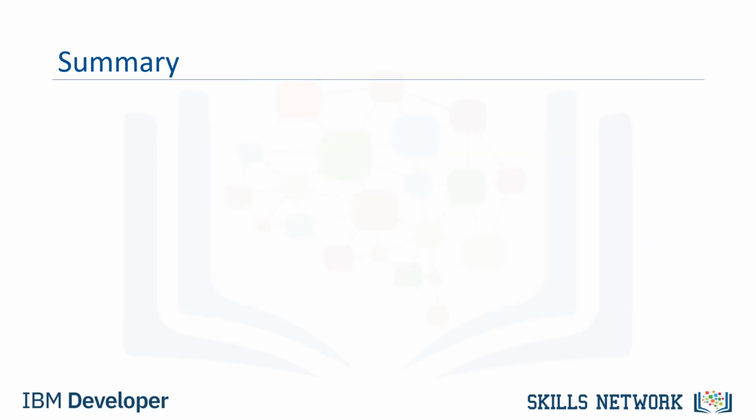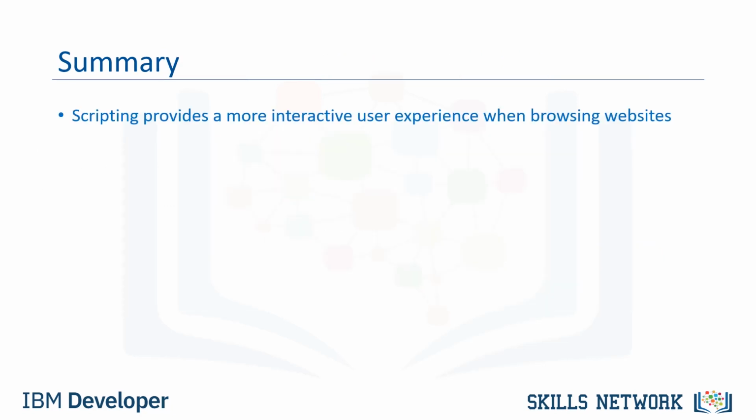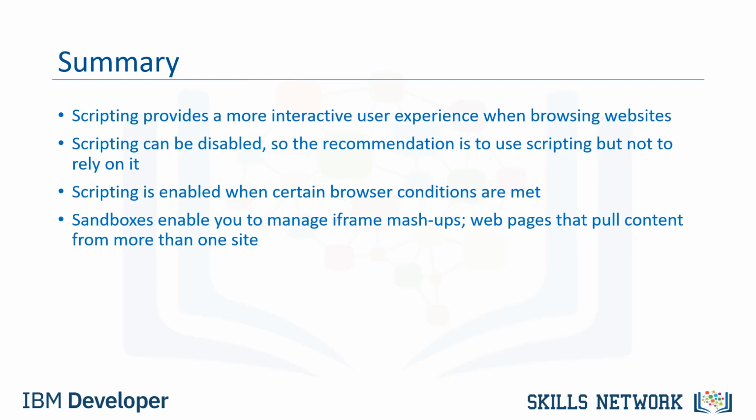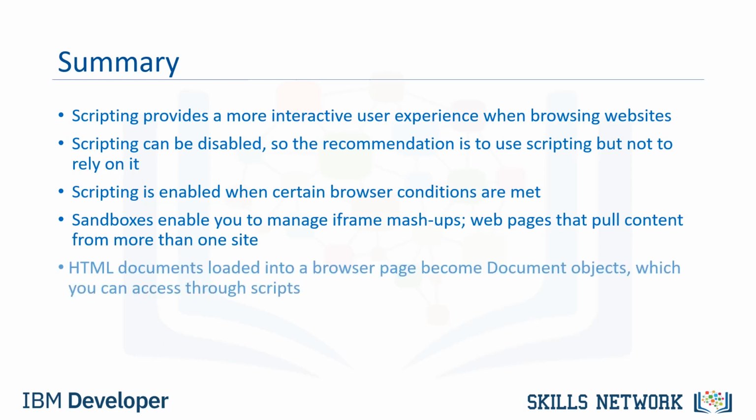In this video, you learned scripting is used to provide a more interactive user experience when browsing websites. Since scripting can be turned off, the recommendation is to use scripting but not to rely on it. Scripting is enabled when certain browser conditions are met. HTML5 sandboxes enable you to manage iframe mashups, web pages that pull content from more than one site. HTML documents loaded into a browser page become document objects, which you can access through scripts.